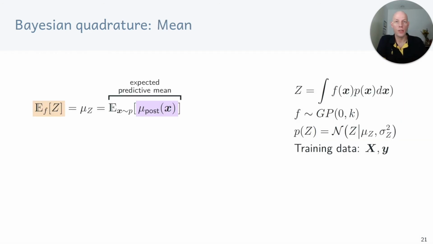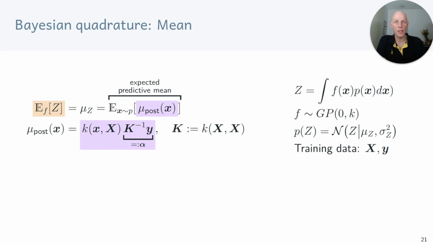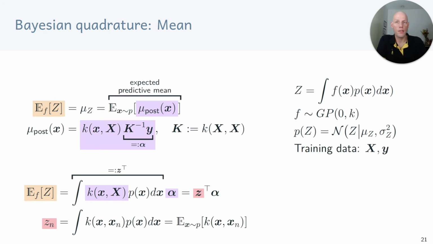Now let's have a closer look at these quantities. The mean of z is the expected predictive mean of the Gaussian process, and this posterior mean is given by this expression over here. If we now use this expression for the predictive mean, we get the expected value of z, that means the integral value, as the integral of the kernel times p of x dx times alpha. So we can move alpha outside the integral because it's independent of x. If we define the value of this integral to be small z, then we can write the expected value of the integral as z transpose times alpha.